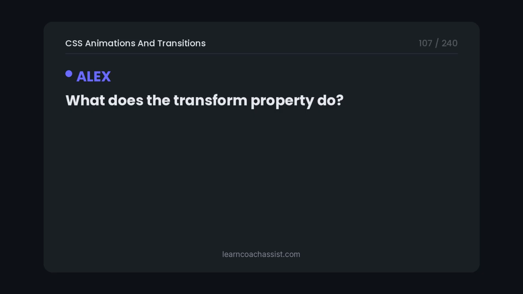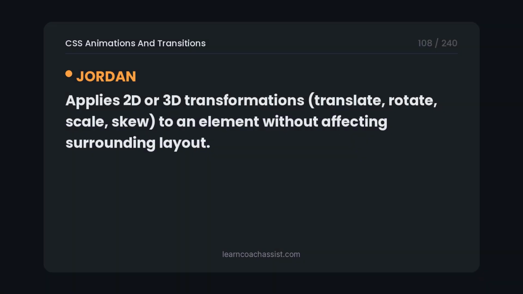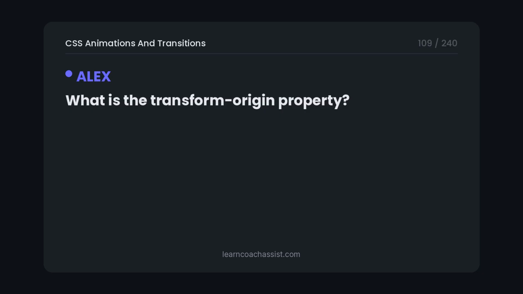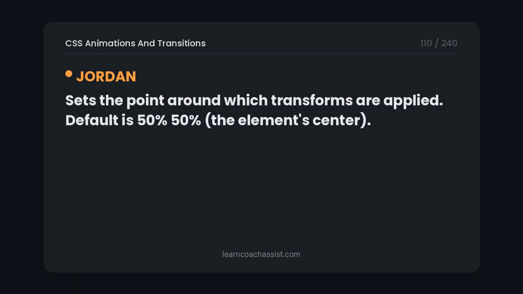What does the transform property do? Applies 2D or 3D transformations, translate, rotate, scale, skew, to an element without affecting surrounding layout. What is the transform-origin property? Sets the point around which transforms are applied. Default is 50% 50%, the element's center.